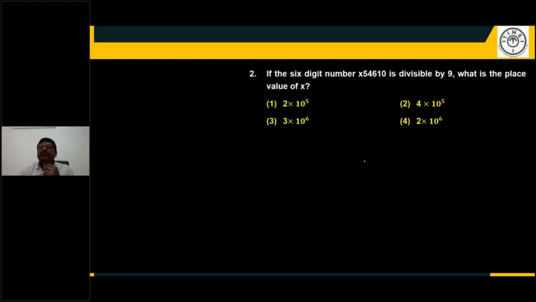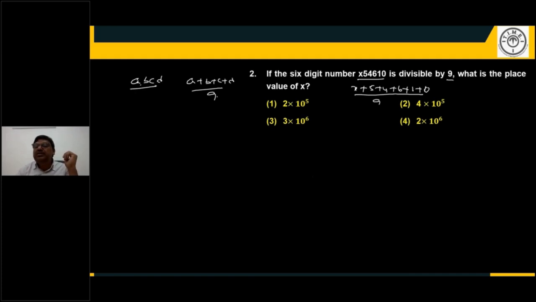Now here, students, how do you say a number is divisible by 9 or not? Suppose I have A, B, C, D. Is it divisible by 9 or not? The sum of the digits should be divisible by 9. That is A plus B plus C plus D. If it is divisible by 9, the number is divisible by 9. That is the divisibility rule for 9. I'm sure you know, right? Yes, Priya, good. So now, the sum of the digits x plus 5 plus 4 plus 6 plus 1 plus 0 should be divisible by 9.